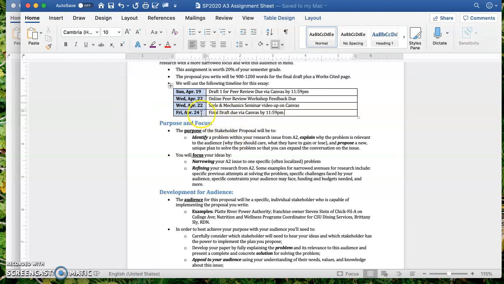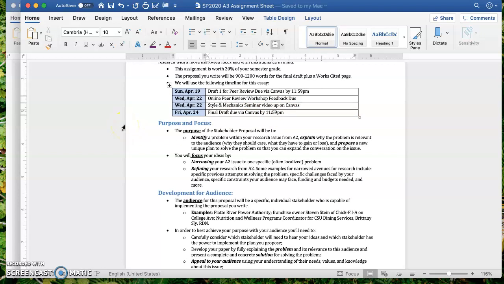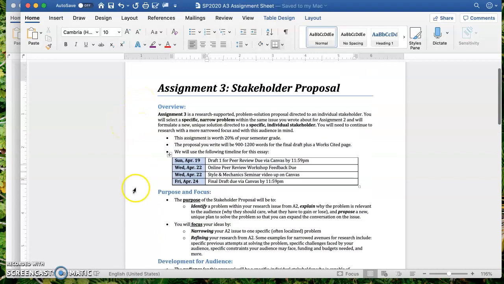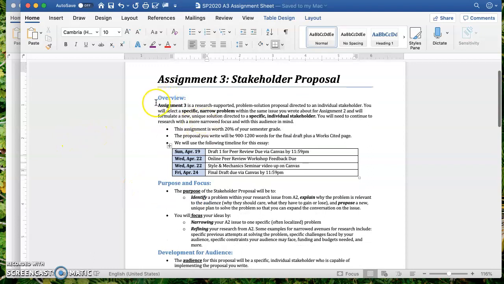And then on Friday, April 24th, that is the due date for this assignment. So end of the day, Friday, April 24th, that is when your A3 is due. So that's kind of the basics. Another quick overview for A3 is if we're thinking about the rhetorical situation, right?